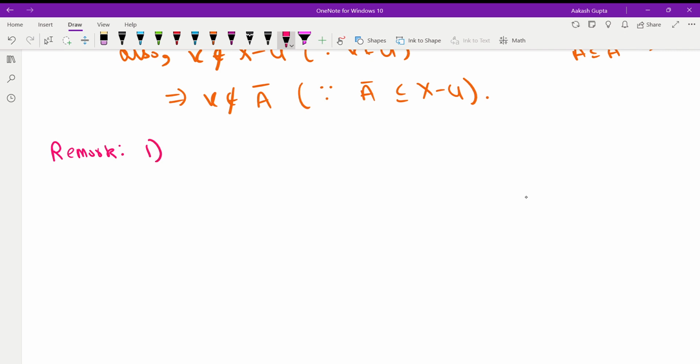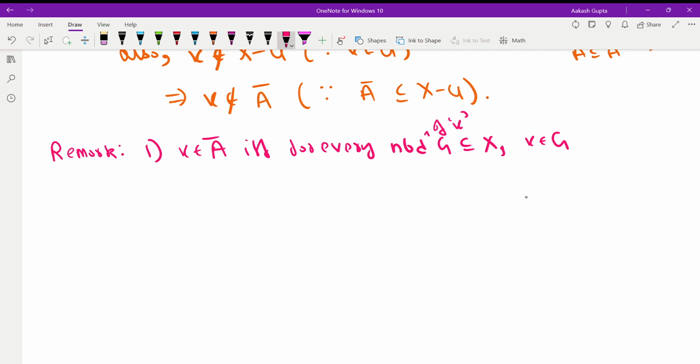Remark number one: x belongs to A closure if and only if for every neighborhood G contained in X, x belongs to G, or a neighborhood of x, we can write small x. Let me edit it. What we should have is G intersection A is non-empty.